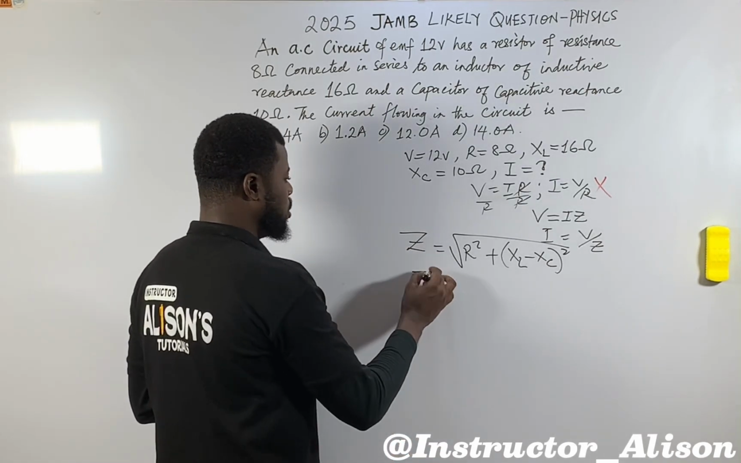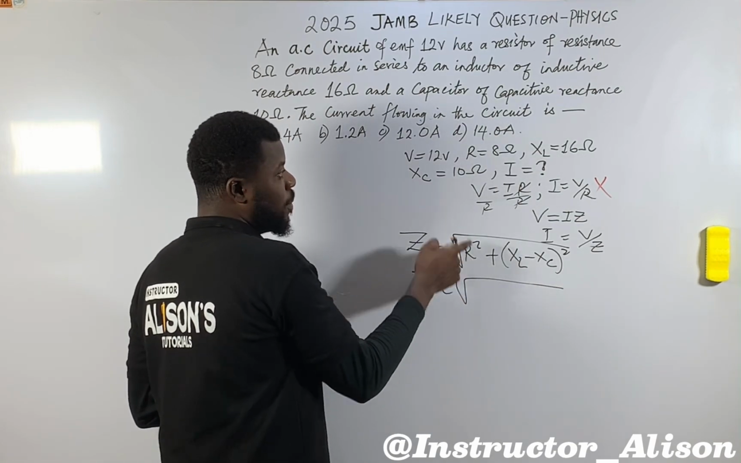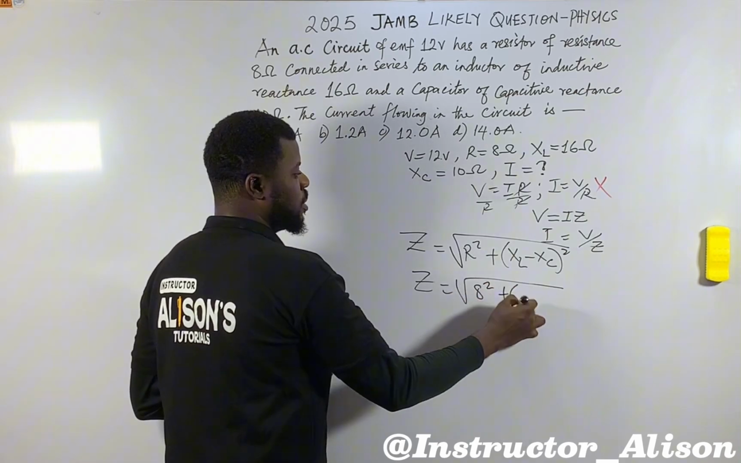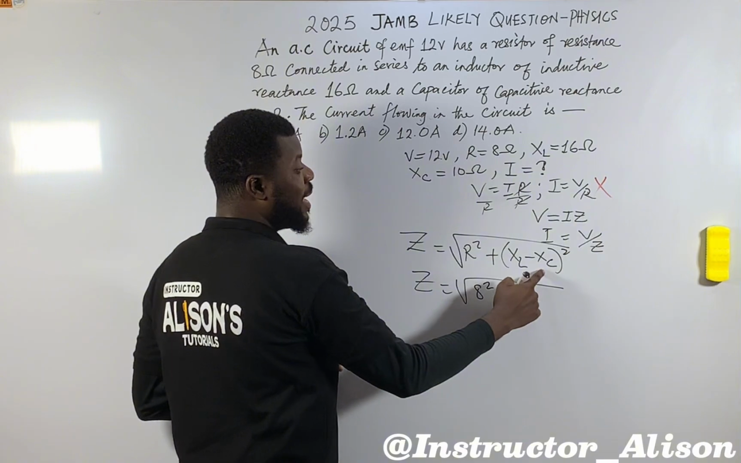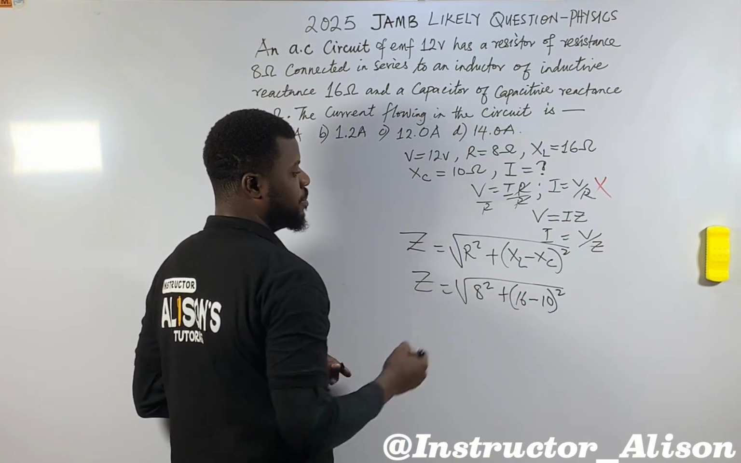Time no day. So Z now will be equal to the general square root of R squared. R normally na 8. You can add the square on top. 8 squared plus XL. Final na 16. 16 minus X subscript C. Now waiting na 10. 10. Close them, square them.